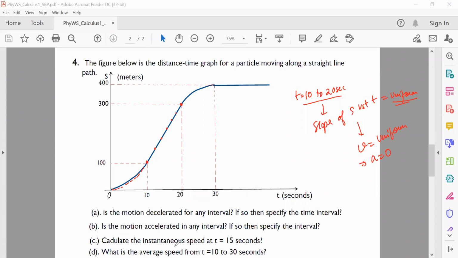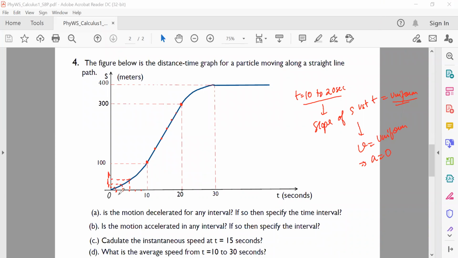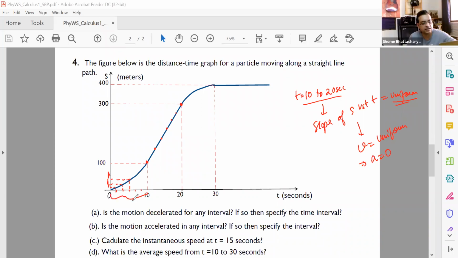Or even without drawing a tangent, you can just see that if you draw equal intervals of time like this, in those equal intervals of time, is it covering equal intervals of distance? No. You can see that these distance intervals are increasing, right? Yes. So from 0 to 10, it is having increasing speed.